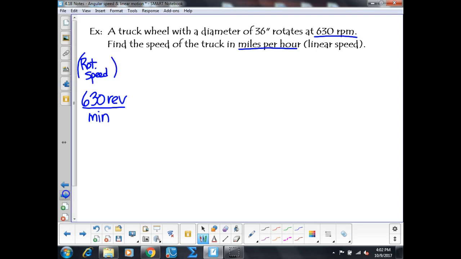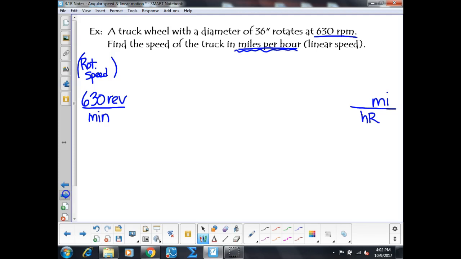Okay. And I look at what kind of units I want my answer to be, and I want my answer to be in miles per hour. So I'm just going to put my answer way out here so my units can tell me when I'm ready to find my answer. And I want to convert revolutions per minute to miles per hour.